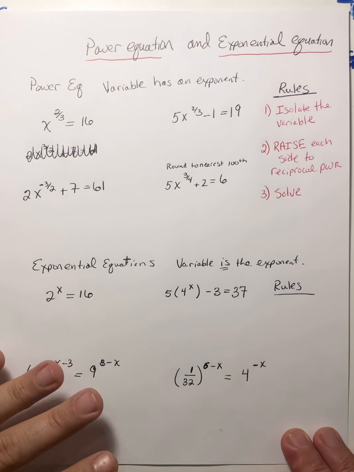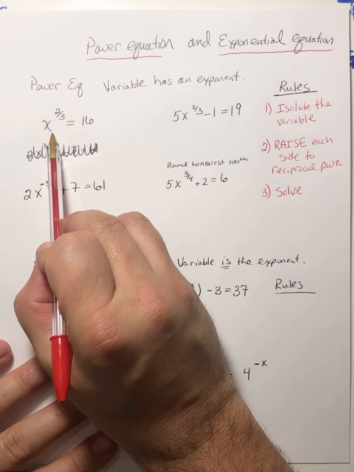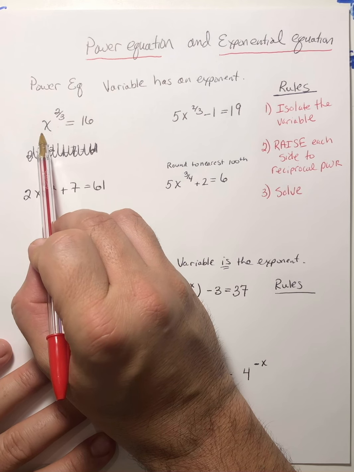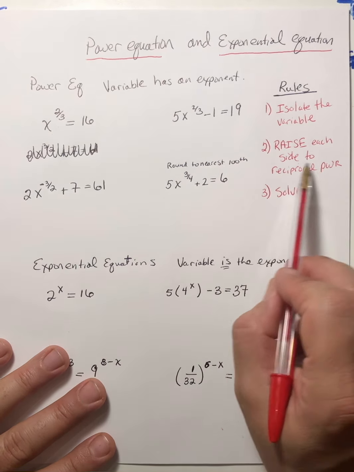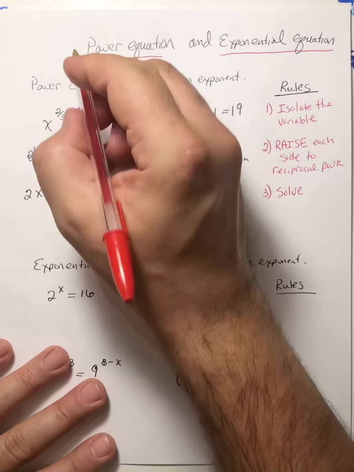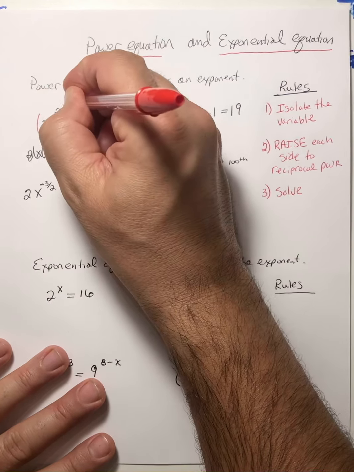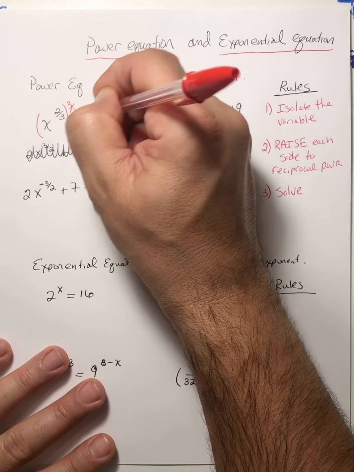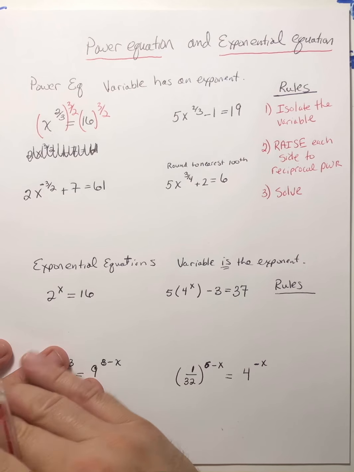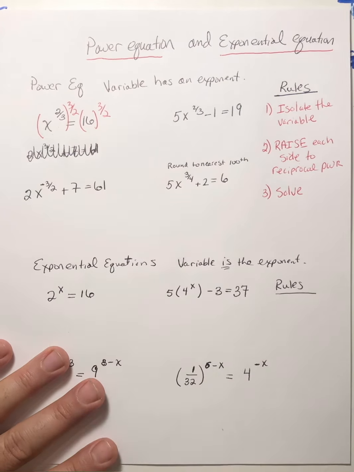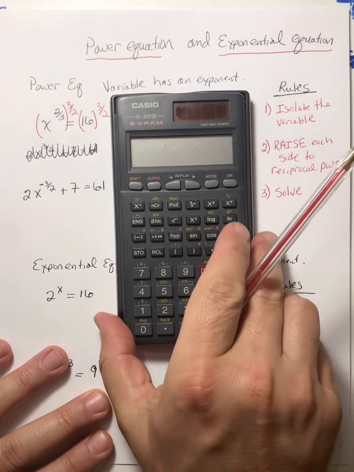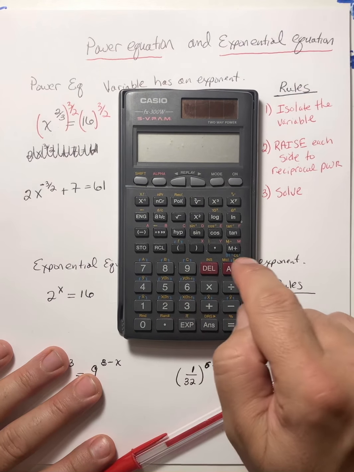Okay, so this is already isolated. There's no number in front of the x. All I have to do is rule number 2, raise each side to the reciprocal power. Well, what is the reciprocal of 2/3? That's right, it's 3/2. Now, this is not like Algebra 2. Oh my God, what does this mean? Blah, blah, blah. No, that's what this thing is for right here. You pull out your handy-dandy calculator and you type it in. Simple.